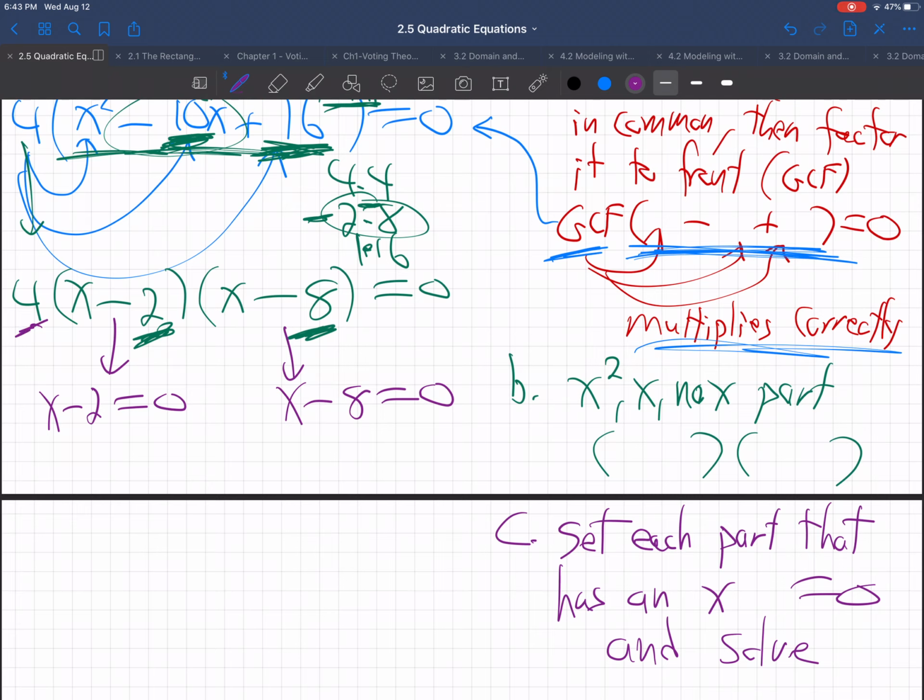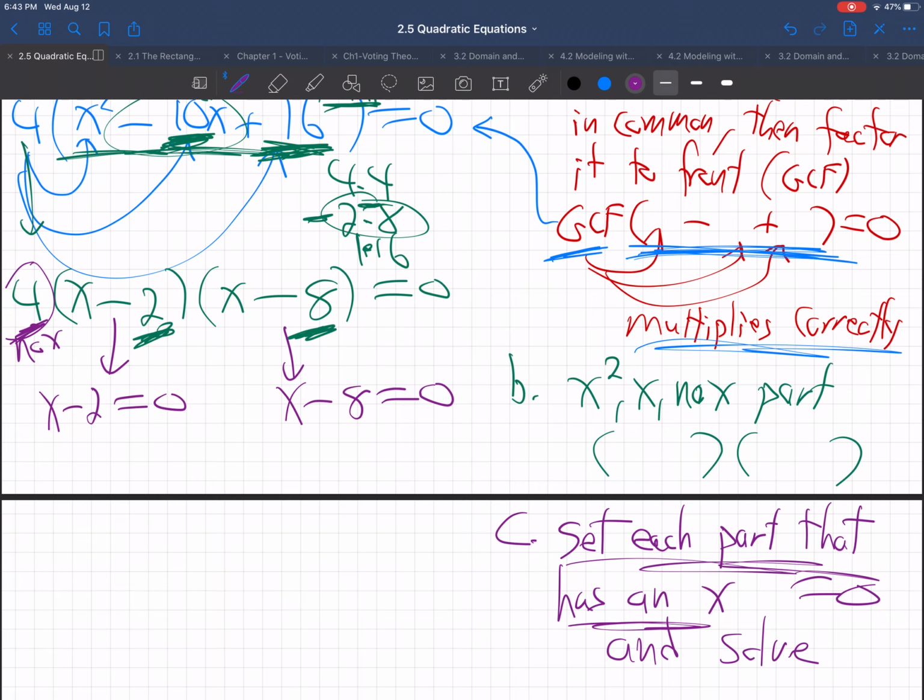Well, what about that 4? See what it says here? Each part that has an x. That 4 has no x with him. So skip him. Now, I don't want that to be just some rule that Mr. Heron or some other math teacher says, but I want you to see that that's true.